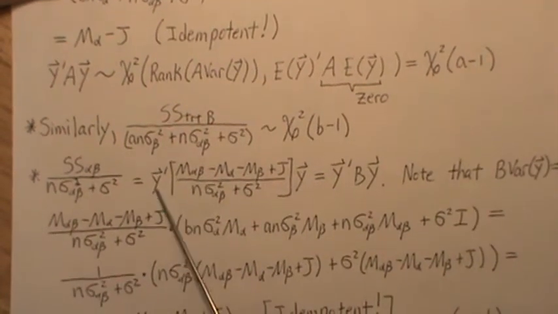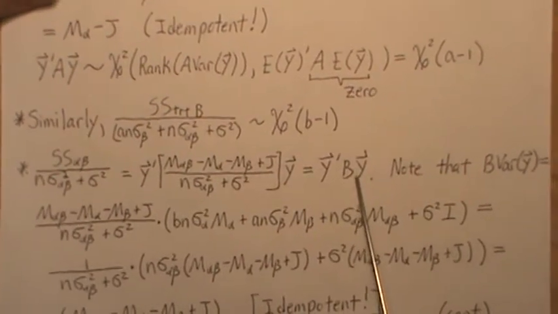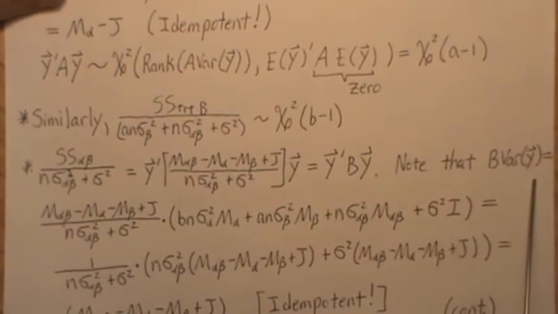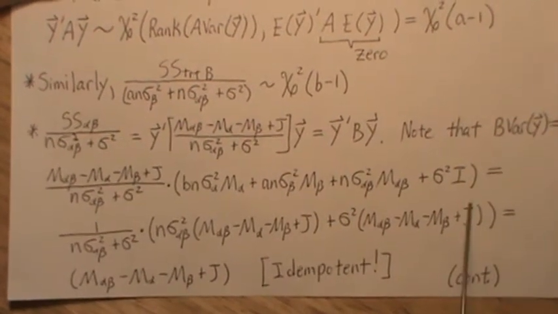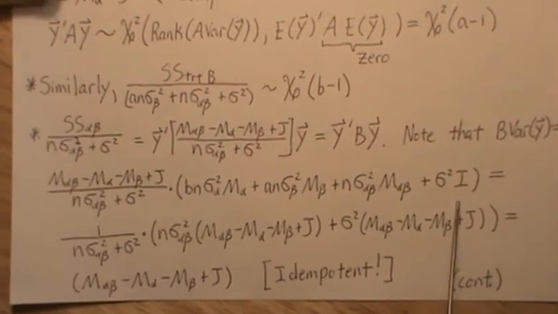And we call that YBY. And now we have to see if B times the variance of Y is idempotent. So here is B, and here's the variance. We take the constant out front, and then take this times each of those.